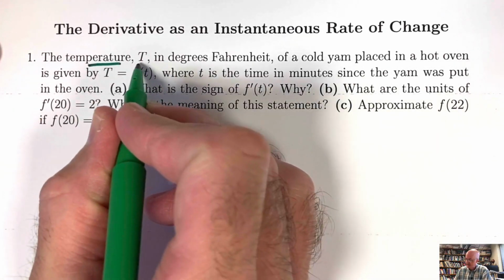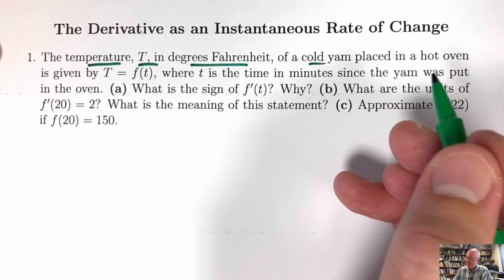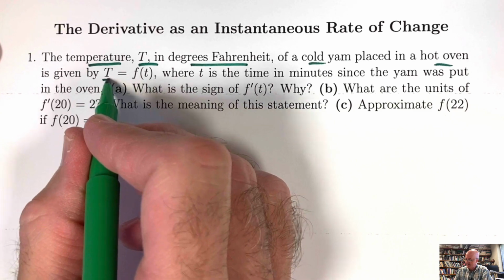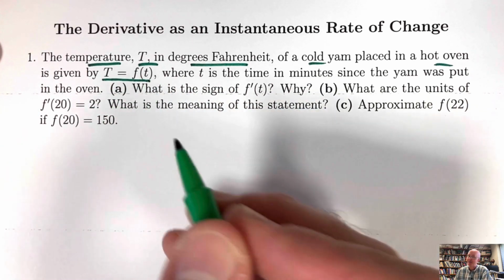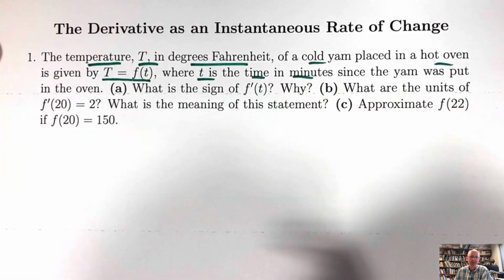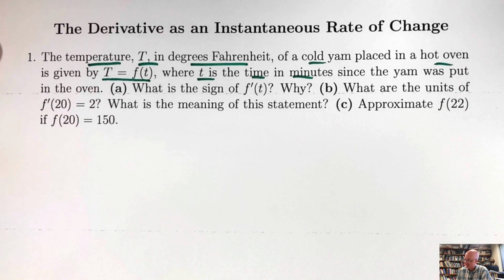Let's solve some calculus problems about the derivative as an instantaneous rate of change. The first problem says the temperature T, capital T, in degrees Fahrenheit of a cold yam placed in a hot oven is given by this function, capital T equals f of little t. I'm using little t for time in minutes and capital T for temperature. That might be a little confusing, but it's also kind of fun, you might say.